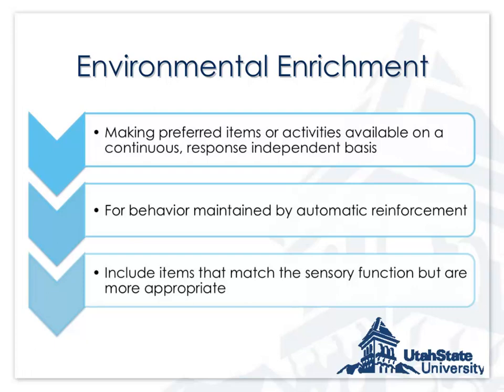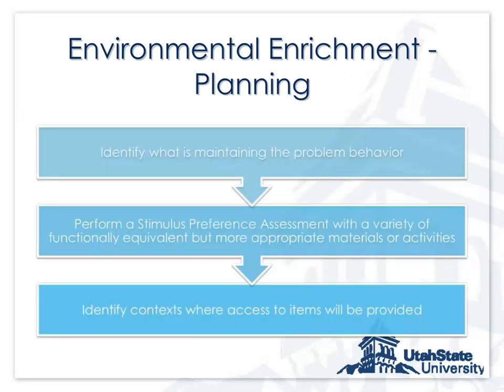Because of this, the individual is less likely to engage in problem behavior that comes to interfere with learning and daily functioning. In order to implement this intervention successfully, you will first need to identify what is maintaining the problem behavior. Next, you might also need to perform a stimulus preference assessment with a variety of functionally equivalent but more appropriate materials or activities. Finally, you will need to identify contexts where access to these items or activities will be provided.